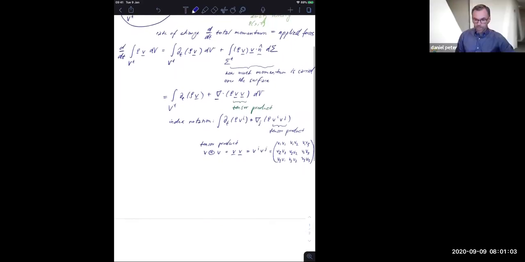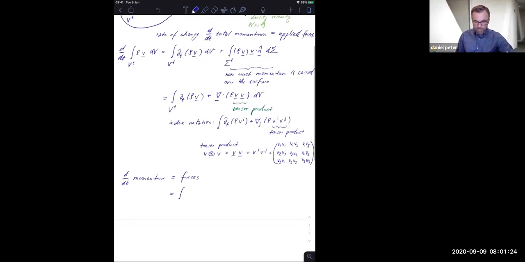Good. So now let's come to the forces. What we had is basically the rate of change of momentum is equal to the forces. And the forces we split up now into body forces, which act within the volume, and the ones which only act on the surface. The forces which only act on surfaces are tractions.